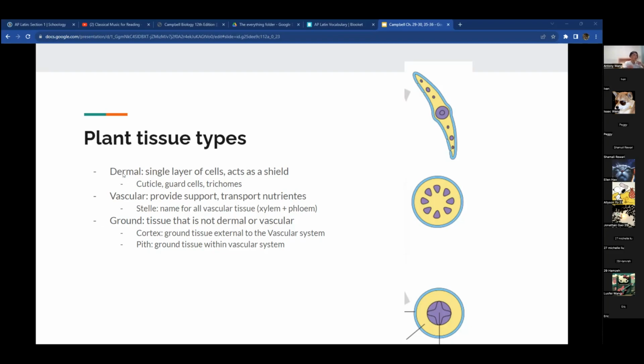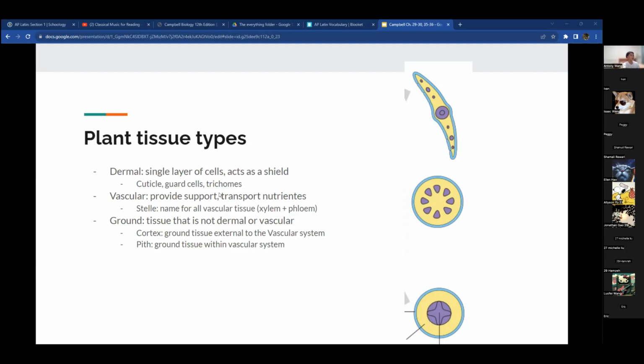Dermal tissue is the single outer layer of cells. Like our skin, it acts as a shield. It consists of the cuticle, which is the waxy outer covering on plants. It also has guard cells. These regulate the stomata, which open and close to regulate gas exchange and transpiration. I'll discuss transpiration in a bit.